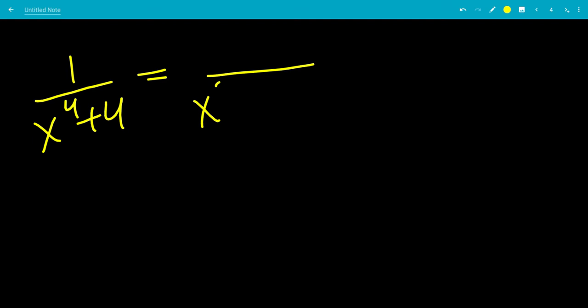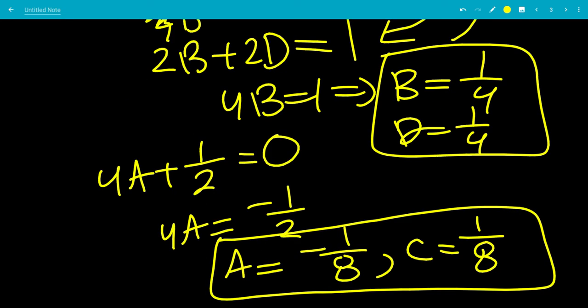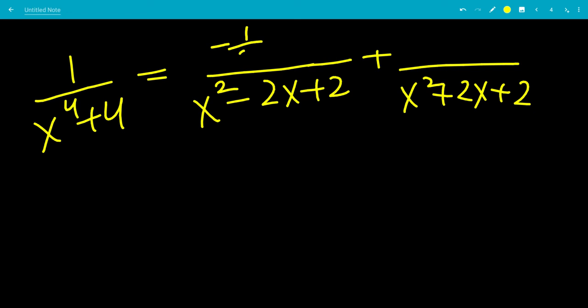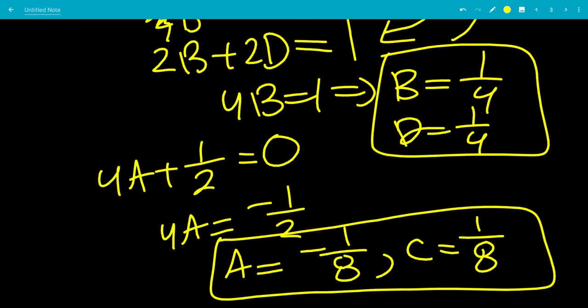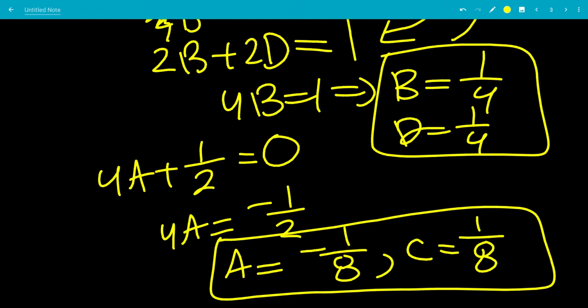Okay, so 1 over x to the fourth plus 4. On the first fraction, we have, in the denominator, x squared minus 2x plus 2, plus, on the bottom, we have x squared plus 2x plus 2. The first top part is ax plus b, and the second one is cx plus d. So we have minus 1/8 x, because that's a, plus b, which is 1/4, so d is also 1/4. And c is the opposite of a, so it's 1/8 x. Okay, good. Right, c is 1/8.